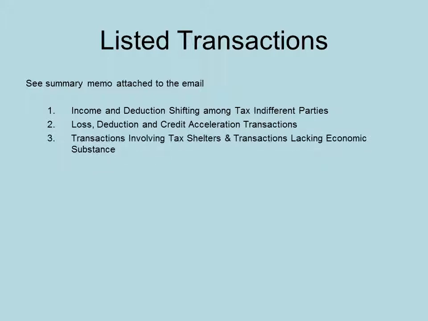Transactions involving tax shelters and transactions lacking economic substance. The third box indicates transactions that involve improper or abusive tax shelter transactions and transactions that lack economic substance. These are transactions that the IRS considers to involve or apply tax rules in a manner that is abusive and not as the rules were intended to be applied, or transactions that have no real opportunity for economic profit other than the realization of tax benefits. As you can see, we have listed 3 listed transactions that we have grouped into this classification.